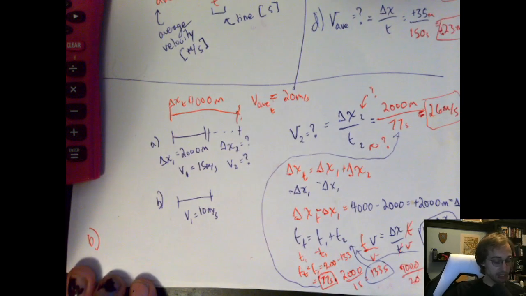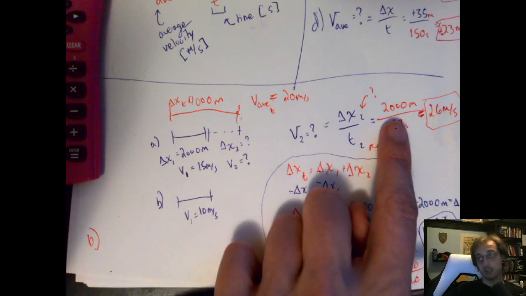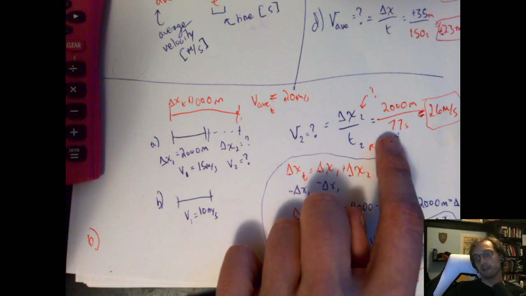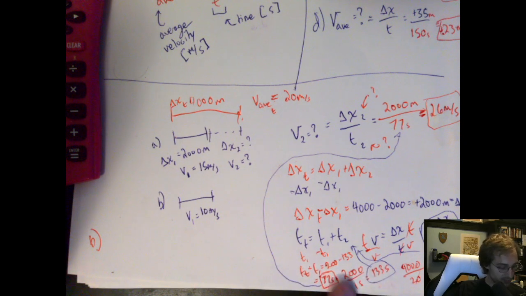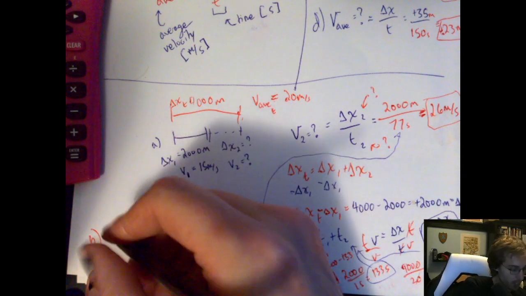For B, let's take a look at things that are different. Well, really the only difference is that first section. My remaining distance is still 2,000, so I don't have to change that. My time is going to be different. So I just need to refigure out what the time for the first part was, which was the distance divided by the time, this velocity. And then I can go back and redo everything that I did with this new information.